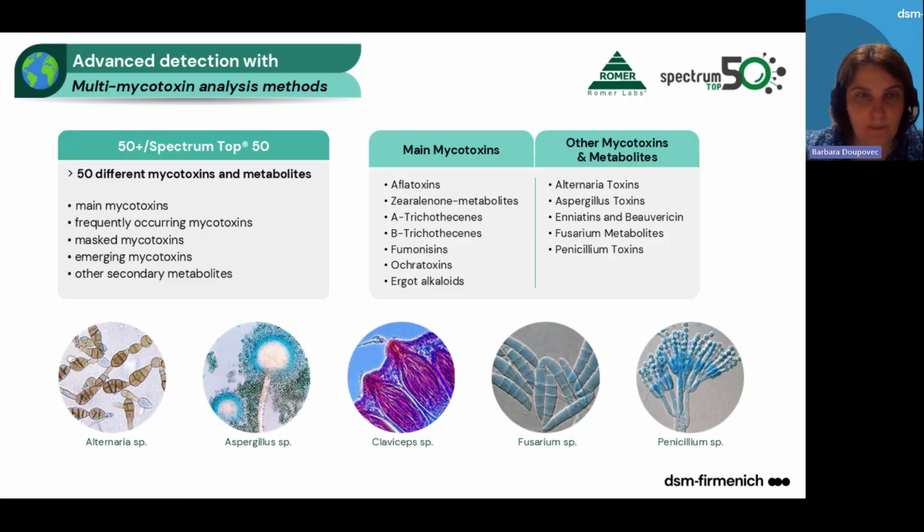The Spectrum Top 50 method is developed and conducted by Romer Labs, covering over 50 different mycotoxins and metabolites. For example, the main mycotoxins, aflatoxins, zearalenone, A and B trichothecenes, and so on, as well as frequently occurring mycotoxins, masked mycotoxins, emerging mycotoxins, and other secondary metabolites.